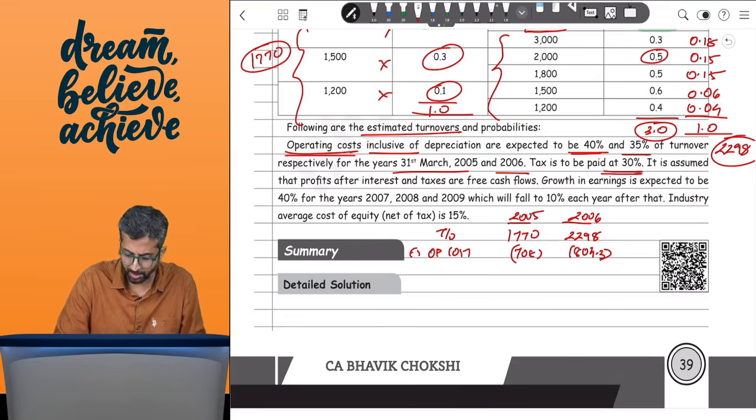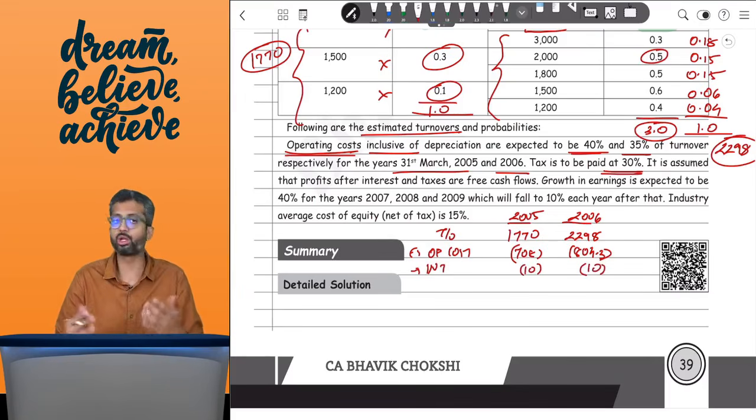Tax is to be paid at 30%. So can I say that this is a profit on which tax is to be levied? No, there is another financing cost which is interest. 100 lakhs into 10%, that is equal to 10 lakhs. So it must be included earlier? No. Interest as financing in nature will not be included.